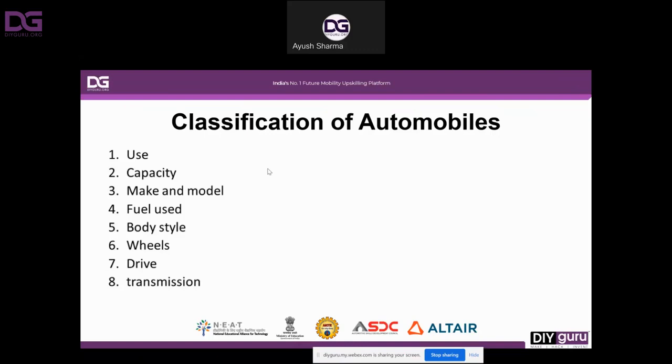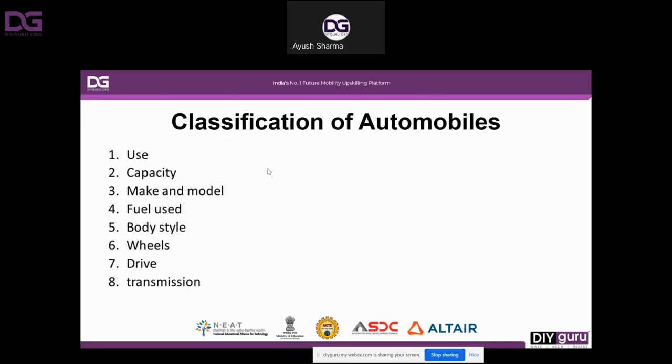Okay, so this classification also depends on the architecture of that vehicle. That is more related to the body style, wheels, and the drivetrain, which drivetrain you are using. So basically, we conclude that this body style, wheels, drive and the transmission.